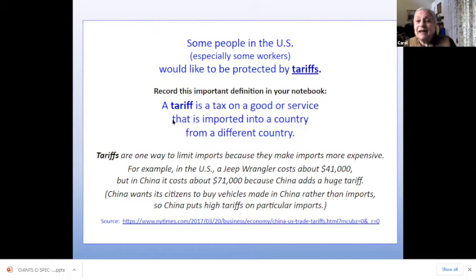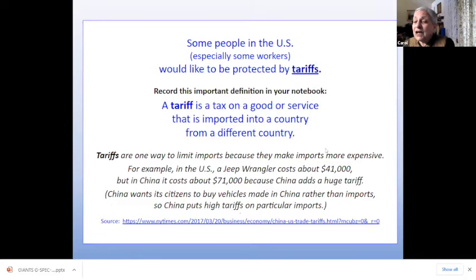Some people think that if we put a tax on what people buy, let's say we put a tax on clothing that comes from China, or we put a tax on cars that come from Germany. And just to show you that countries do use taxes or tariffs to persuade people to buy only what's made in their country, let's take a vehicle called a Jeep Wrangler.